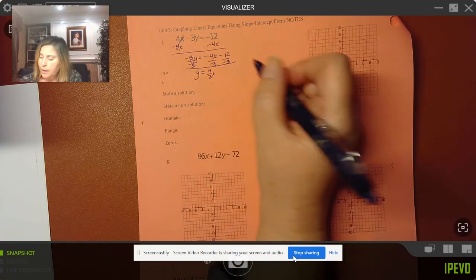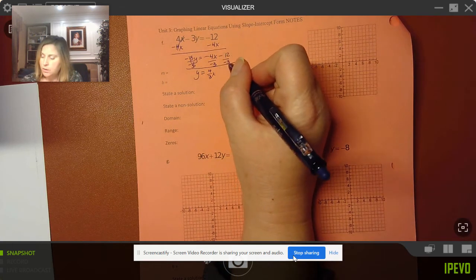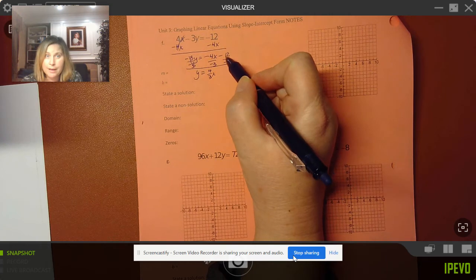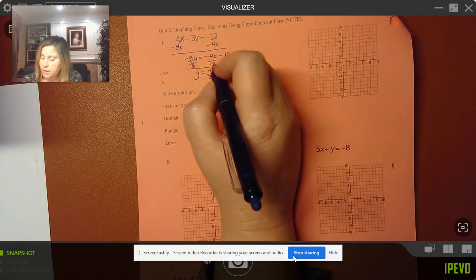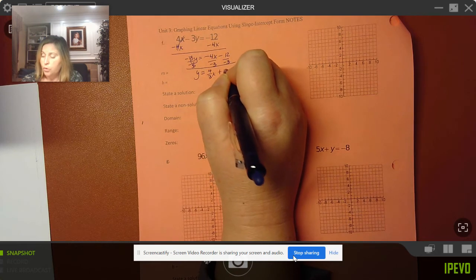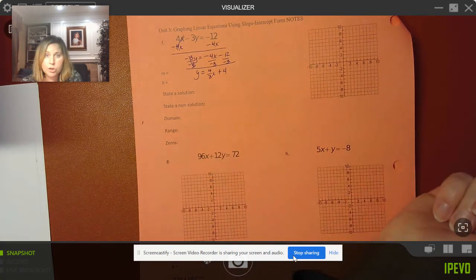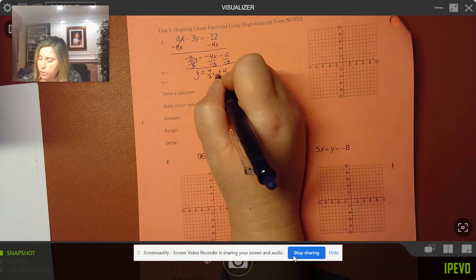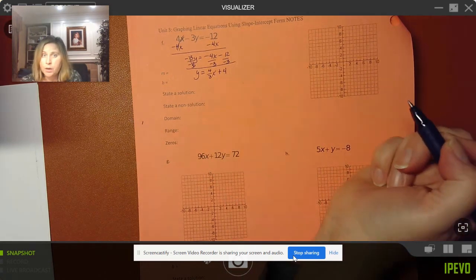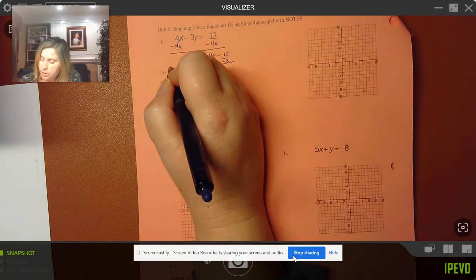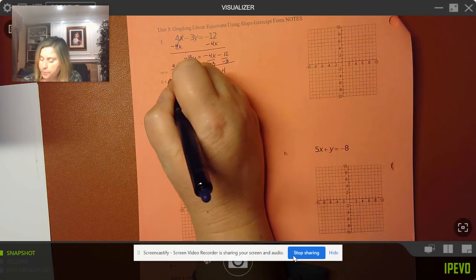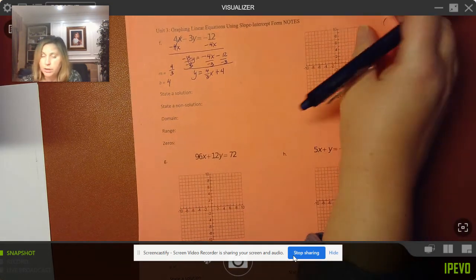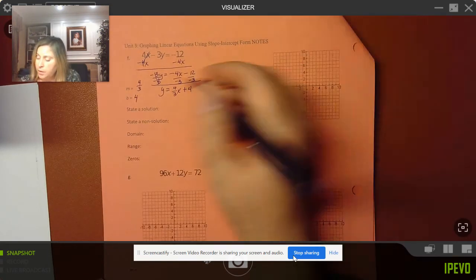And then we have a negative divided by a negative, so that's a positive. 12 divided by 3 is 4. So this is going to be a plus 4. So our equation of the line is y equals 4/3 x plus 4. Our slope is 4/3. Our y-intercept is 4. Okay, so let's go ahead and graph that line.